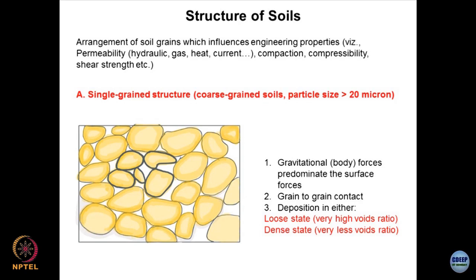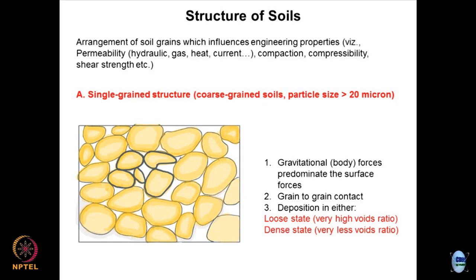The other variety of soils which we will be dealing with would be fine grained materials. Normally, the particle sizes are more than 20 microns. What are the properties of this material? The gravity predominates. We also call them body forces, alright. So, when the settlement process takes place, the settlement of the particles to form a deposit is because of gravity. There are no other body forces acting on this, no surface forces. So, the body forces predominate over the surface forces.